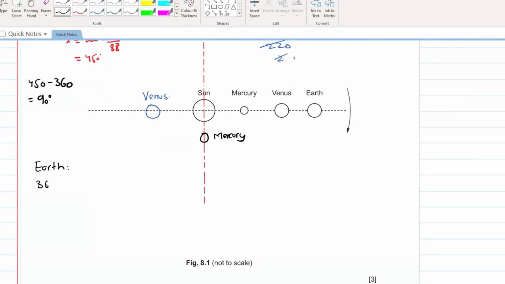Earth takes 365 days to rotate 360 degrees. How many degrees will be rotated in 1110 days? Place an X here. X is equal to 360 into 1110 divided by 365. Let's calculate it. This answer comes out to be 108.5 degrees. Now 108.5 degrees lies between Venus and Mercury, maybe somewhere here.